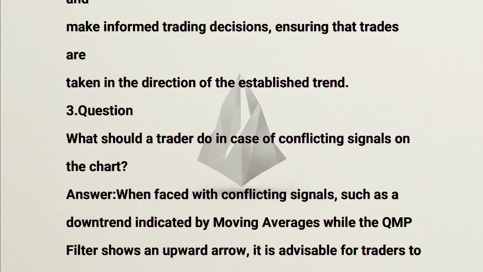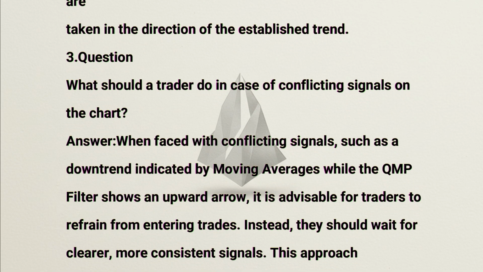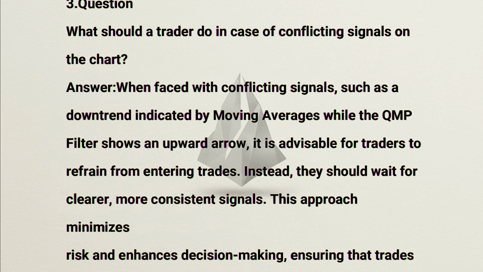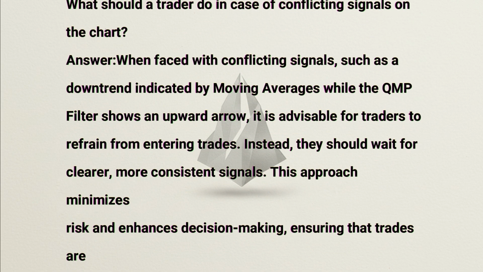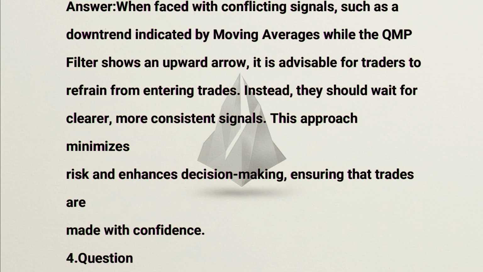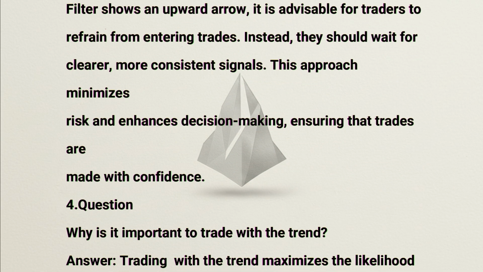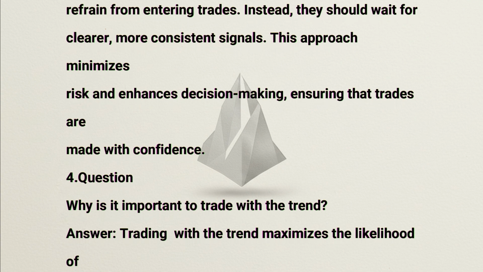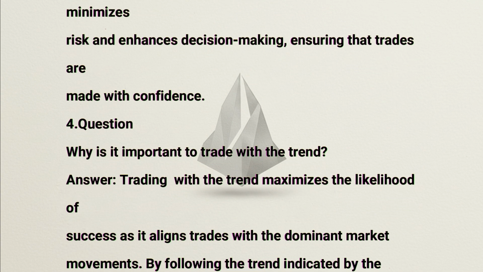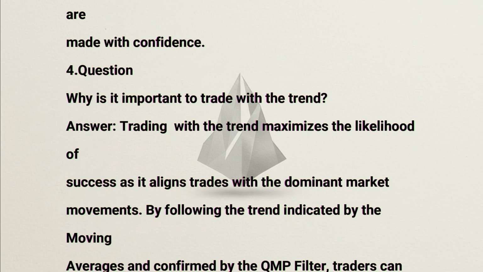3. Question: what should a trader do in case of conflicting signals on the chart? Answer: when faced with conflicting signals, such as a downtrend indicated by moving averages while the QMP filter shows an upward arrow, it is advisable for traders to refrain from entering trades. Instead, they should wait for clearer, more consistent signals. This approach minimizes risk and enhances decision-making, ensuring that trades are made with confidence.